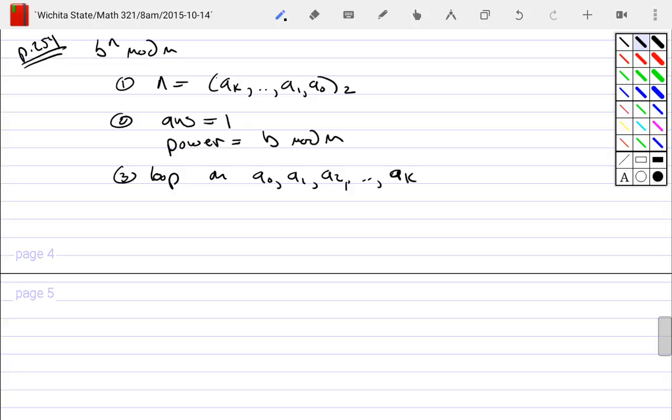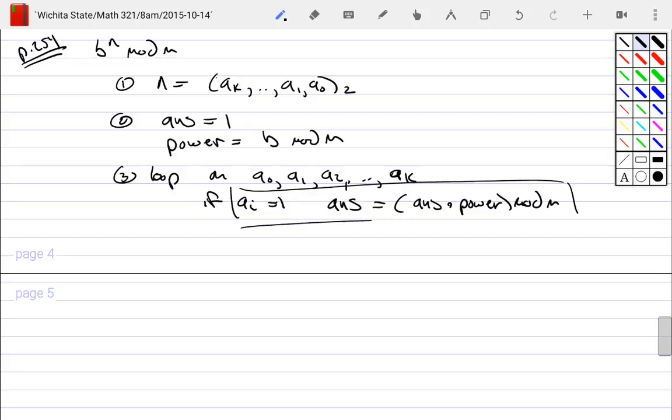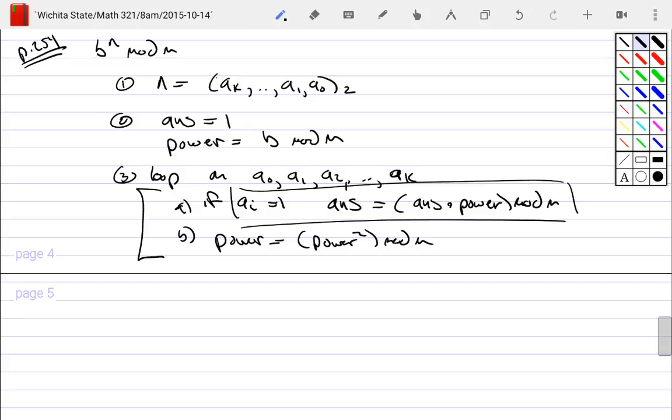And then all we have to do is our answer changes. If the A sub I you're working with is 1, your answer is equal to your old answer times the power mod m. We at least do that once, and so that's the first thing that we always do. The second thing we always do is to simply change the base, which is power is equal to power squared mod m, and that's what we loop on. Find the next base. And then we loop. Okay, do I need it? If the answer is yes, it's my old answer times the new thing, and that changes. If I don't need it, don't worry about it. Find the next base. So we're always finding the next base no matter what.